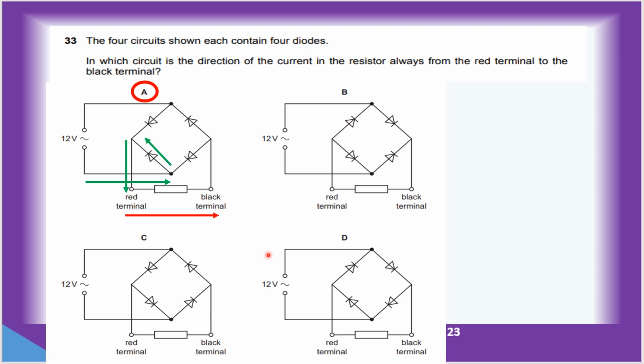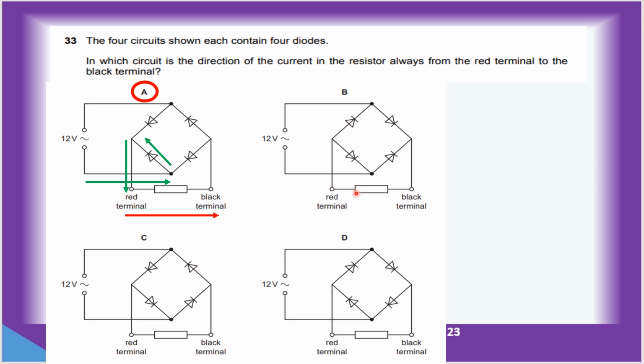Current always flows that way. But let's try B. If current flows like this, it can't pass this, so it will pass here, then come here, so it's going black to red. It's not correct. If the current flows through the bottom, it will come here, black to red, so it's not correct. So I want you to understand that.